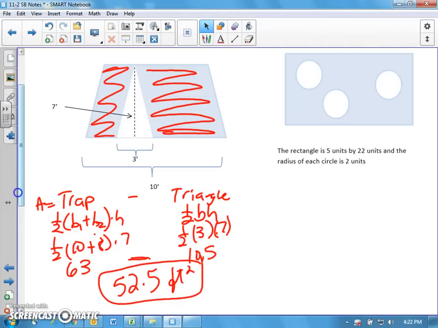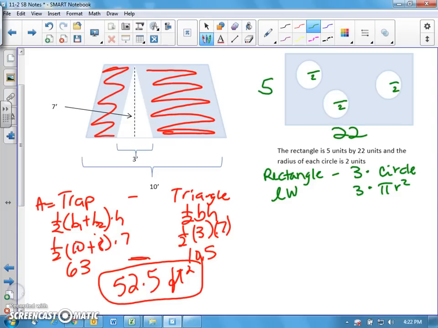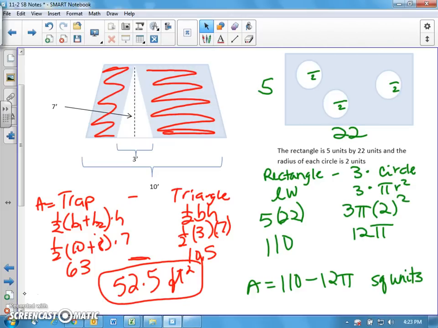I want you to stop the video now and try the next one on your own. Think about what it is that makes that figure up and go find the area. If you had trouble, here's a little bit of a hint. What you're looking at is a rectangle minus 3 of the same circle. I've got your formulas here and your labels on there. So if you had trouble setting it up, stop the video again and try to put your numbers in and figure this one out. You should get 110 minus 12 pi square units.